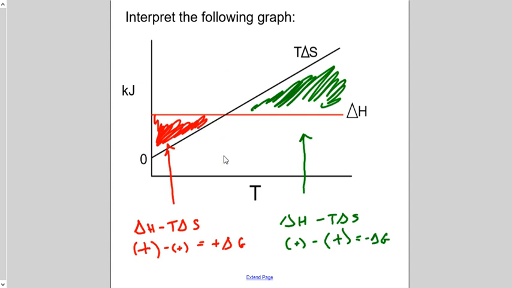So for this particular reaction, whatever temperature this is right here, if it's less than this temperature, it is not thermodynamically favored. If it's greater than this temperature, it is thermodynamically favored. So we have this kind of cutoff point right here. Here it is thermodynamically favored, here it's not. This is that upper right-hand quadrant again.